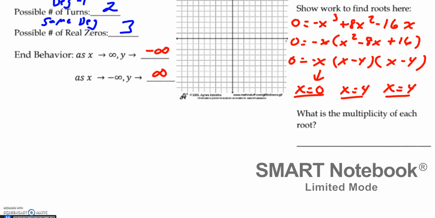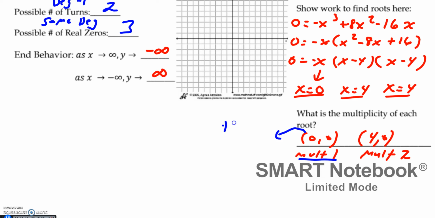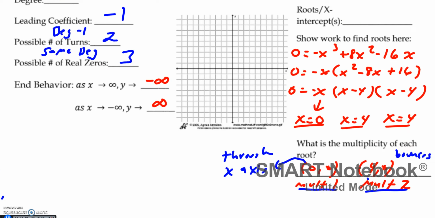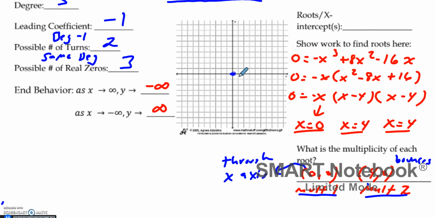So that means that the root of 0, 0 has a multiplicity of 1 because it occurs 1 time, but the root of 4, 0 occurs twice, so this has a multiplicity of 2. So what this means, if a root has a multiplicity that is odd, or a multiplicity of 1, this means it goes through the x-axis. However, if you have a multiplicity of 2, or an even multiplicity, that means it bounces off of the x-axis. So if I plot my points here, I would have 0, 0, and I would have 4, 0.